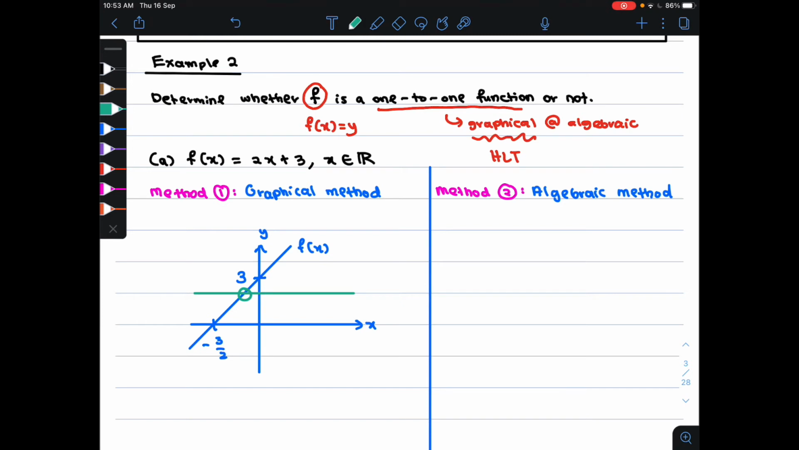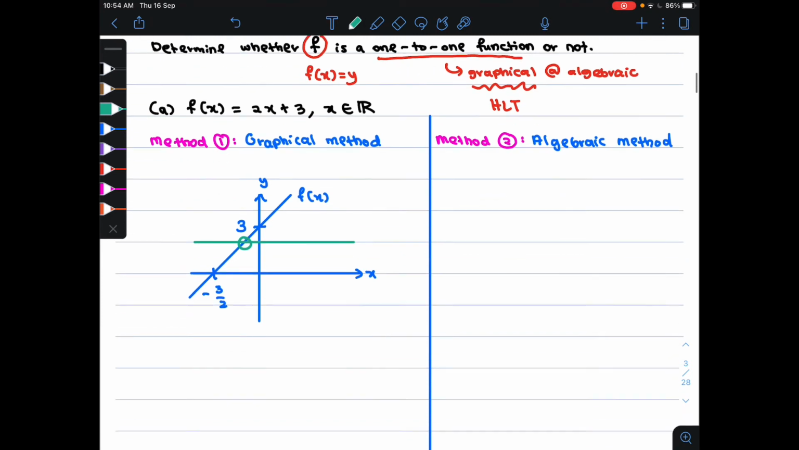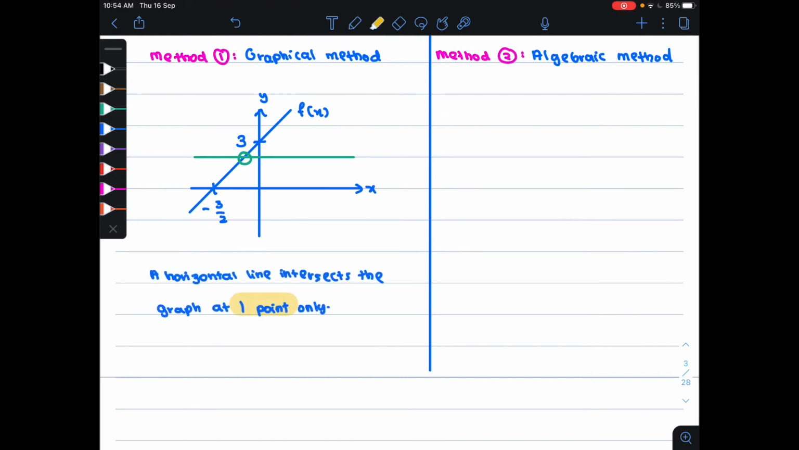Therefore, we can see that there is only one intersection point. And you can write down a horizontal line intersects the graph at one point only. Therefore, f(x) is a one-to-one function. So, recall balik, untuk horizontal line test, kalau ada satu point sahaja, bermaksud dia adalah one-to-one function.